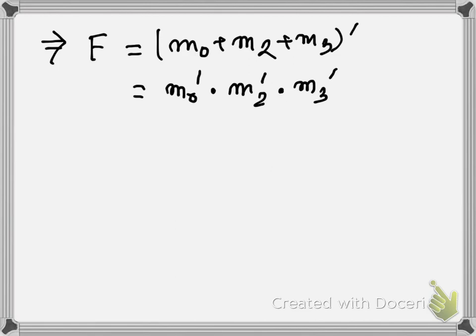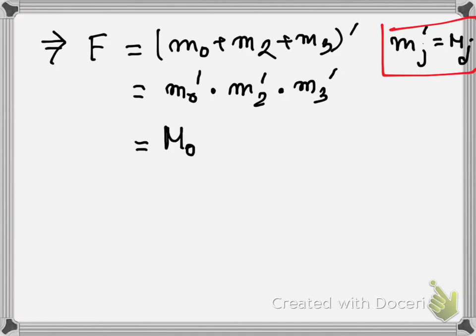Now, isn't m0 dash, the complement of the min term, equal to the corresponding max term? This is also something which we had seen earlier in our previous video. The complement of the min term is equal to the corresponding max term. So small m0 dash would be equal to the max term M0, small m2 dash would be equal to the max term M2, and small m3 dash would be equal to the max term M3.